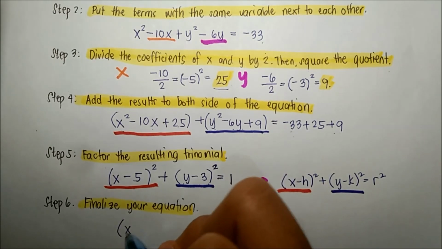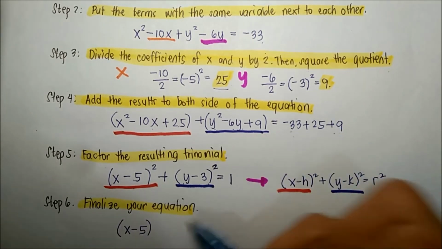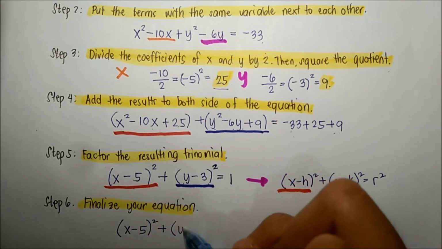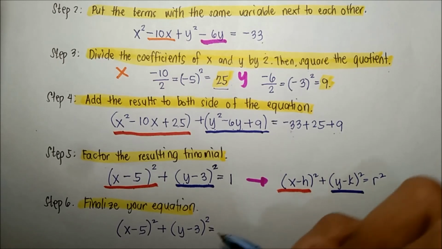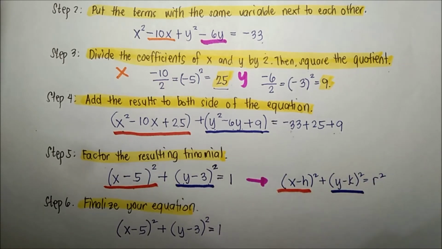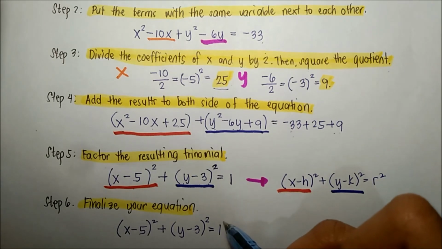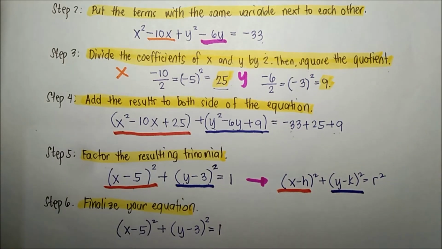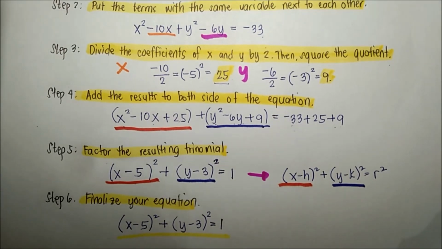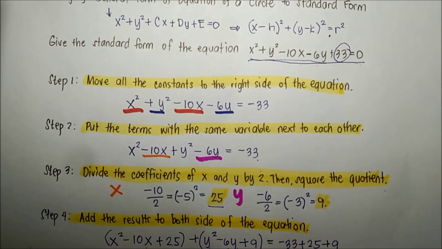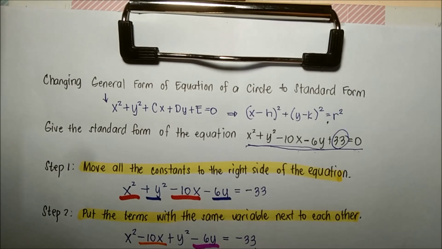So that is x minus 5 squared plus y minus 3 squared is equal to 1, which is our 1 squared, or just equal to 1. So our final answer is x minus 5 squared plus y minus 3 squared is equal to 1. That is changing the general form of equation of a circle to its standard form.